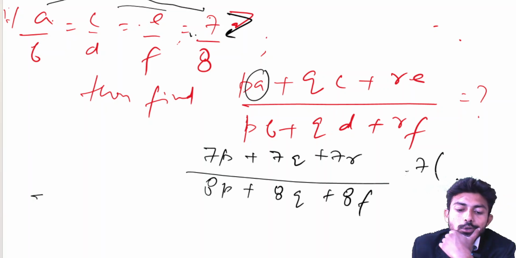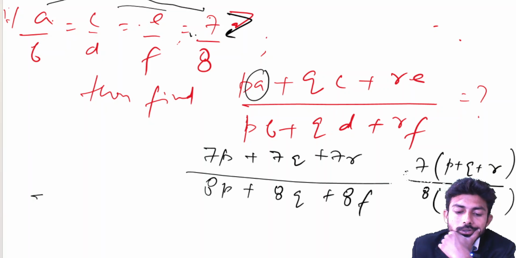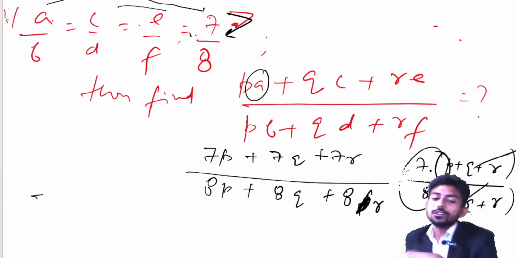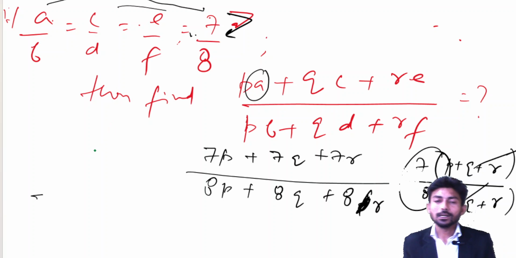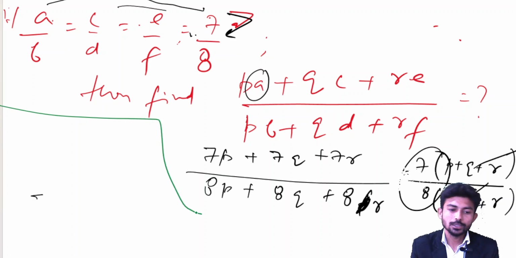So 7 will be taken out common from the numerator, so I'll be left with P plus Q plus R. While in the denominator 8 will be taken out common, so it will be P plus Q plus R, because for F we substitute 8 here. So P plus Q plus R again. So this will get cancelled, and I'll be left with this fraction. Okay, so this is how we can do it. And if we talk about the conventional method, we ideally do not have to follow it, but just to make the concept clear, I am substituting here.